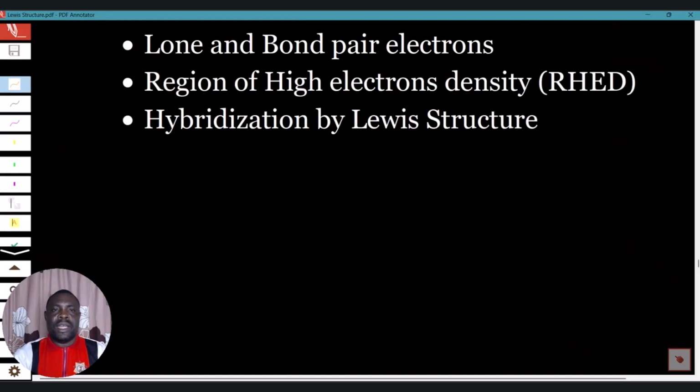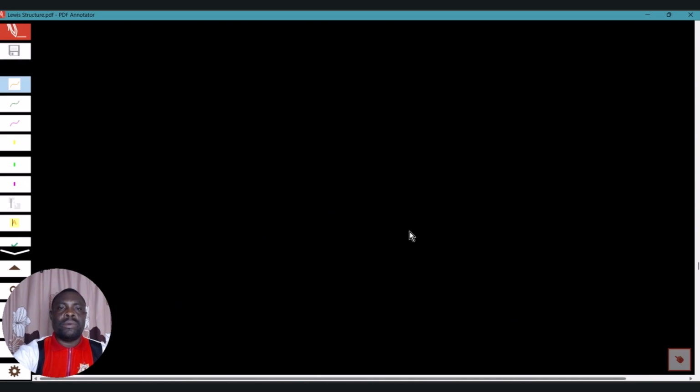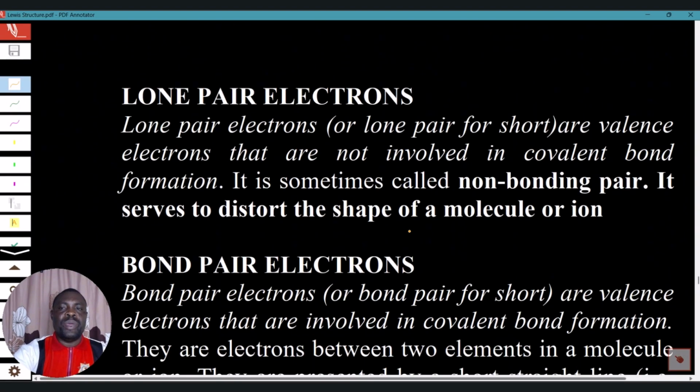Welcome to today's class. In today's class, we'll be talking about lone and bond pair electrons, region of high electron density, and hybridization by Lewis structure. Now, what are lone pairs?